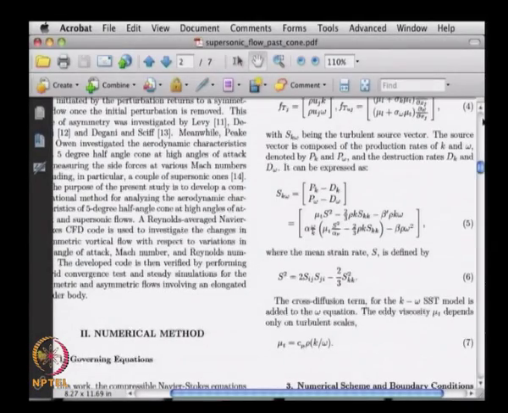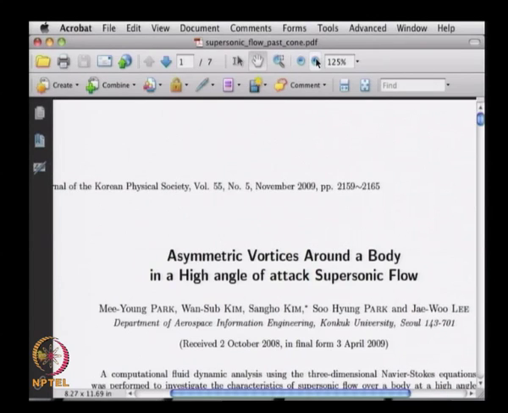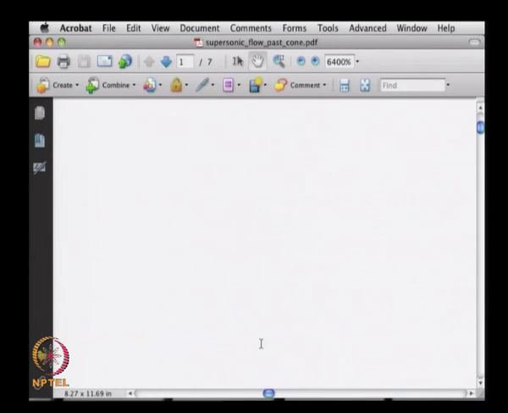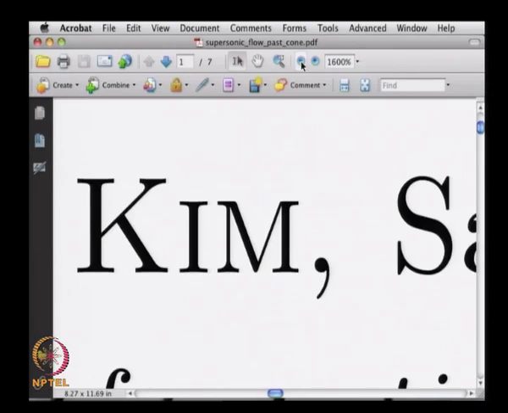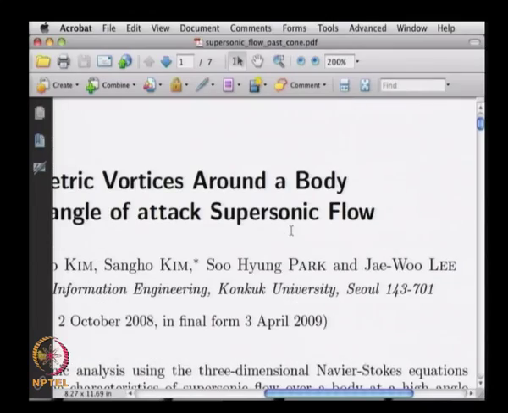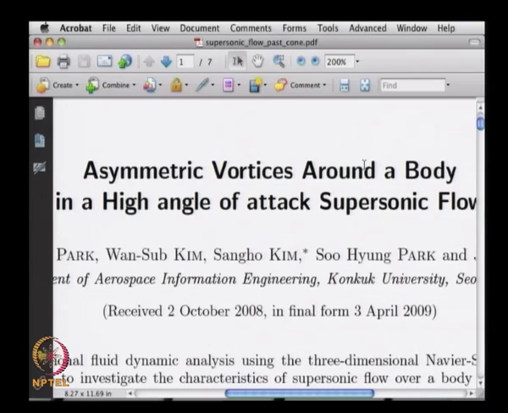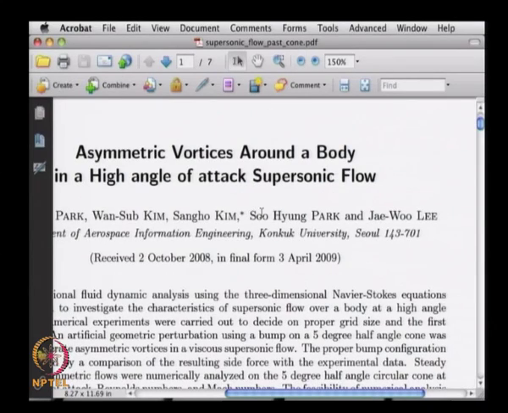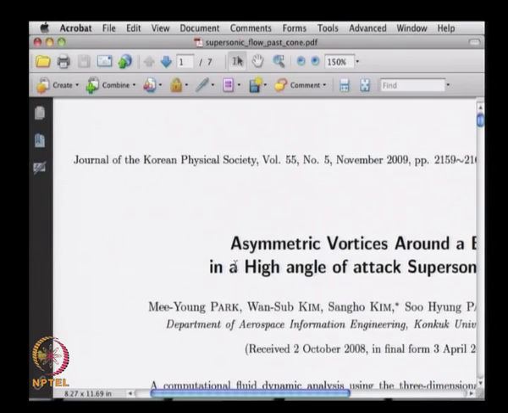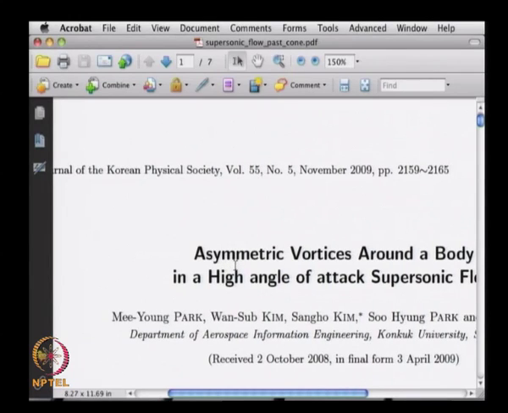Let us look at this. This is the name of the paper: asymmetric vortices around a body in a high angle of attack, supersonic flow. It is in this particular journal, in 2009.